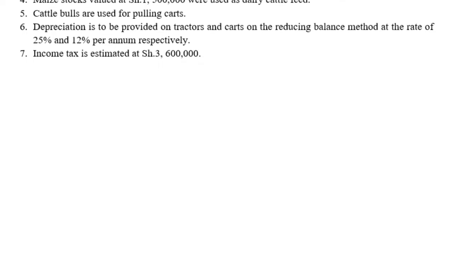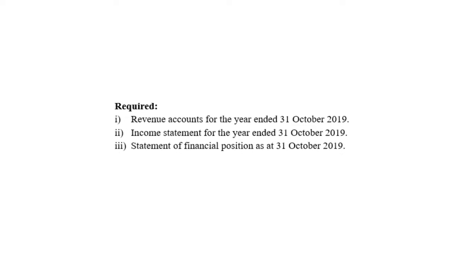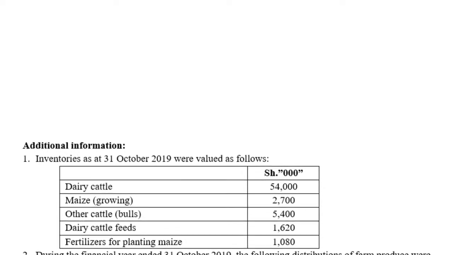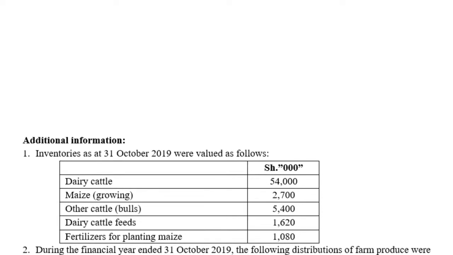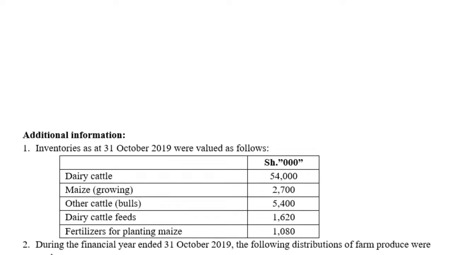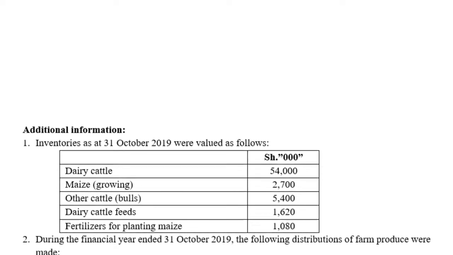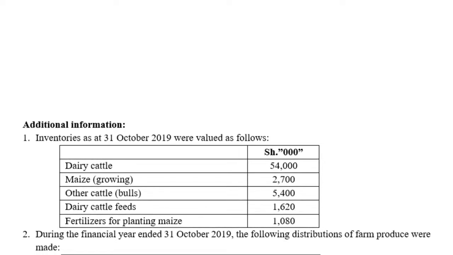So what you're required to do here, Roman 1, is we prepare revenue accounts. You can see not one account, but 2 accounts. But from the information which you're given there, it is important for you to note that David Wekesa was involved in 2 farming activities. You can see we are given some information regarding dairy cattle, meaning that David Wekesa was involved in dairy farming, and at the same time we are given information about maize which is growing, fertilizer for maize, and so on.